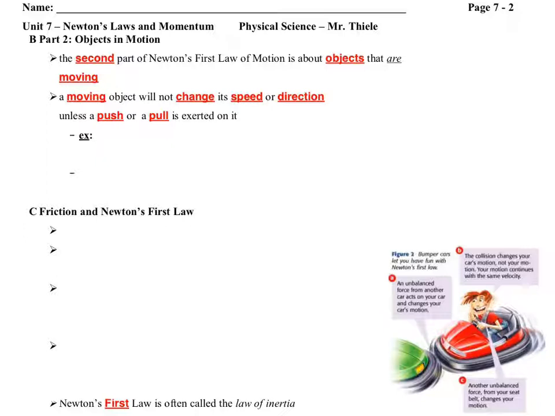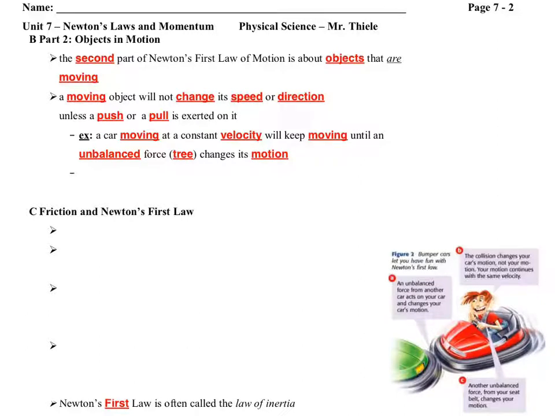Let's say it will keep moving at that constant speed and constant direction until an unbalanced force acts upon the car, and in this case, the example I have here is that there's a tree, unfortunately. So a car moving at a constant velocity will keep moving until an unbalanced force in the form of a tree changes its motion. So this is a rather abrupt end to the motion of this car. Now what about the passenger in this car? If there's a passenger in the car, what will the passenger's body do in this situation?